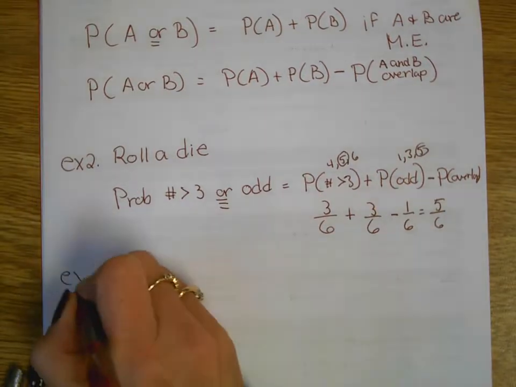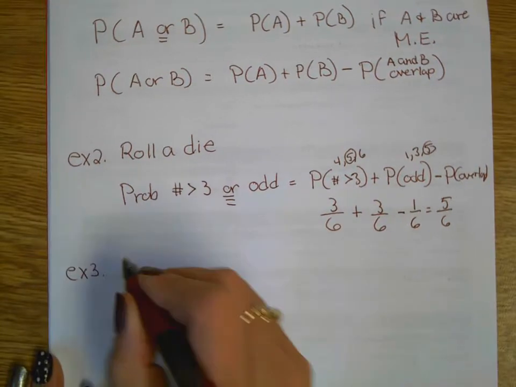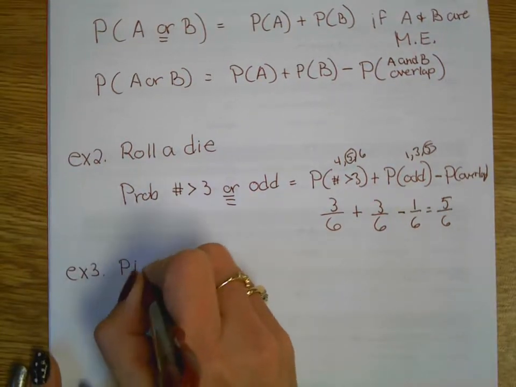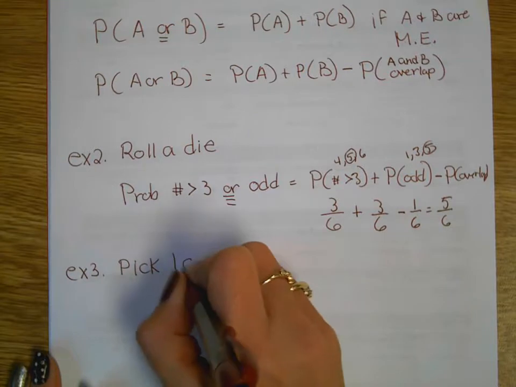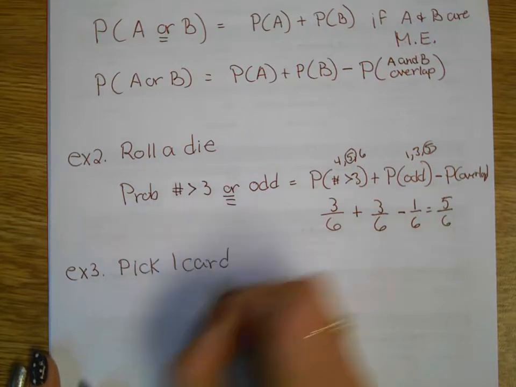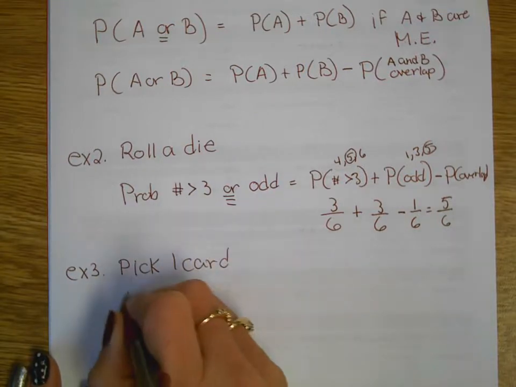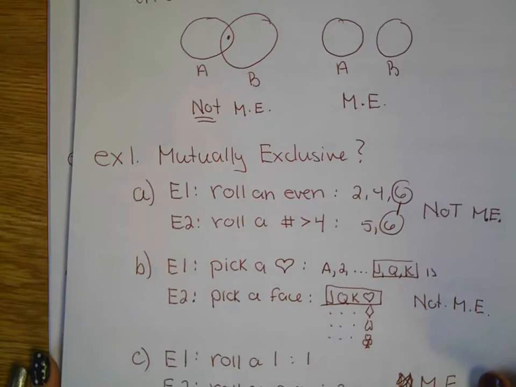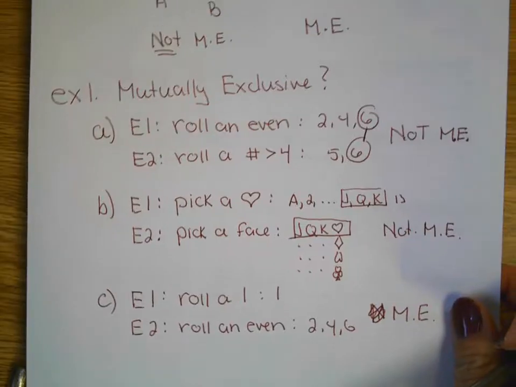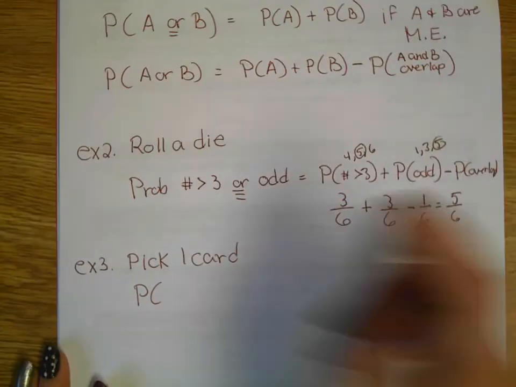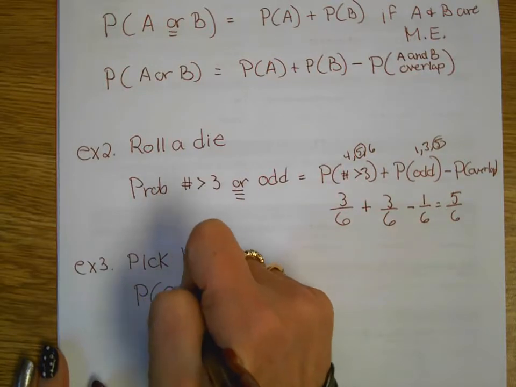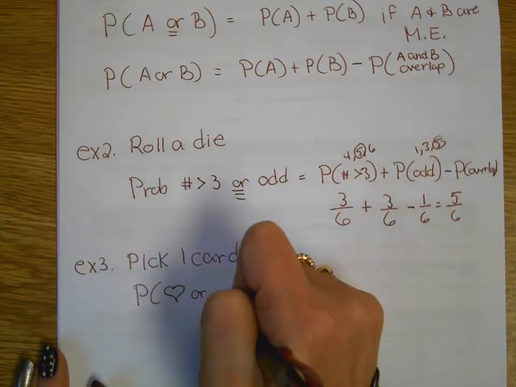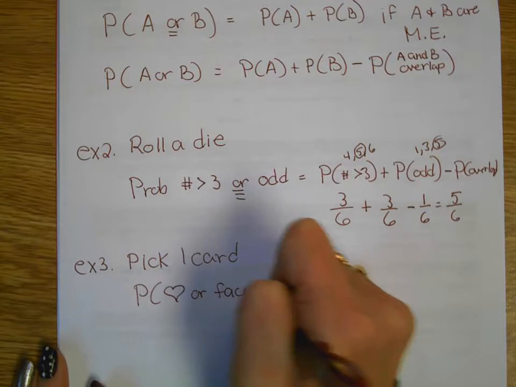Okay, number 3. Let's pick one card from a deck of cards. What's the probability? We'll do that one that I just had. The heart or the face card. Let's go with that one. Right there, that part B. What's the probability that you pick out a heart or a face card?